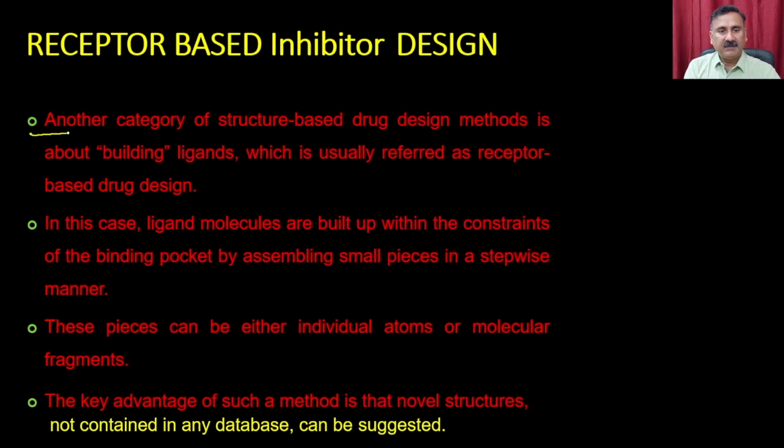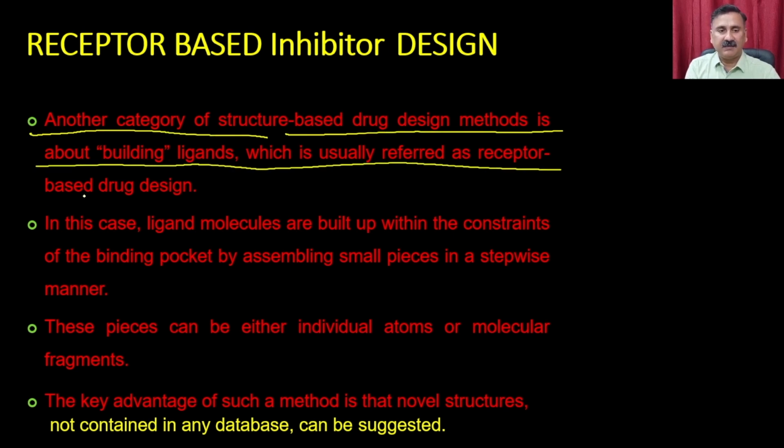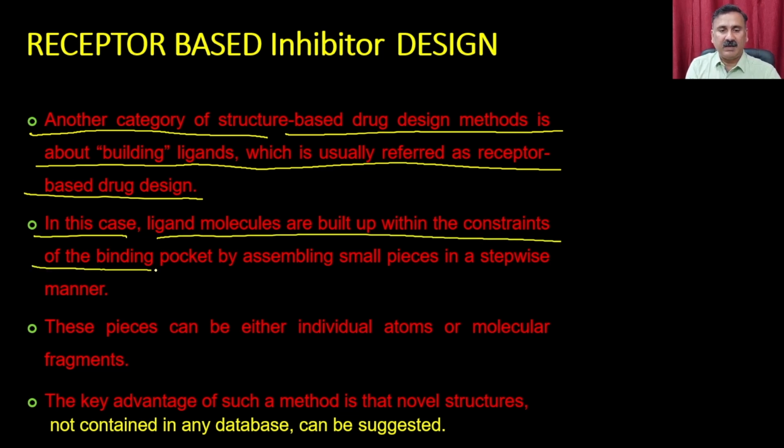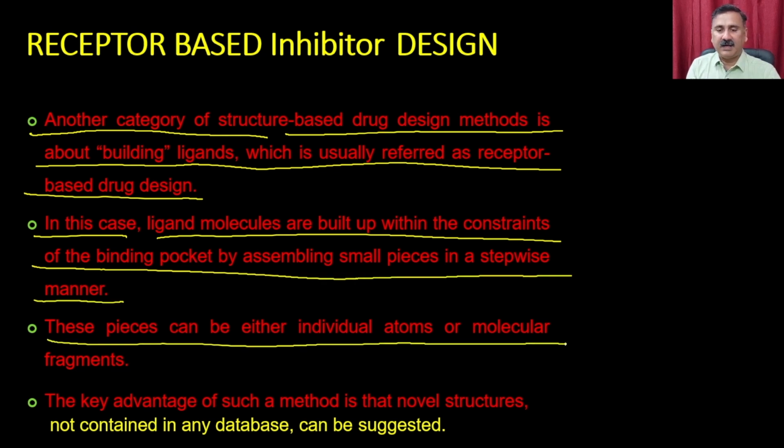So in the receptor based inhibitor design, the structure based drug design method is about building the ligand, which is usually referred to as receptor based drug design. In this case, the ligand molecules are built up within the constraint of the binding pocket by assembling small pieces in a stepwise manner. These pieces can be either individual atoms or molecular fragments. The key advantage of such a method is that novel structures not contained in any database can be suggested.